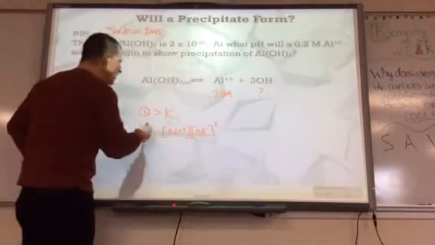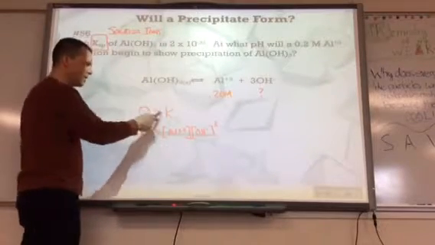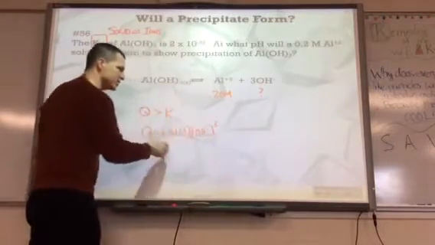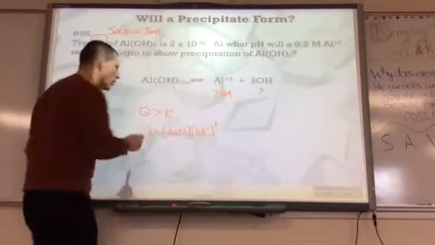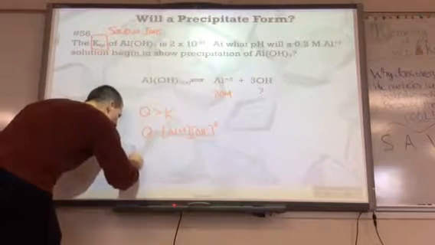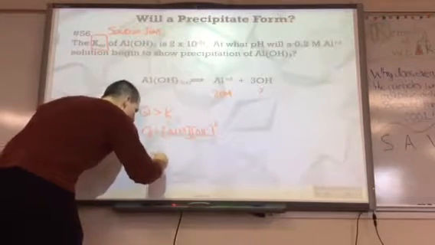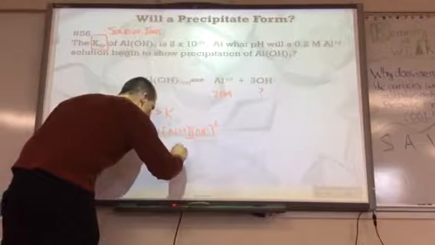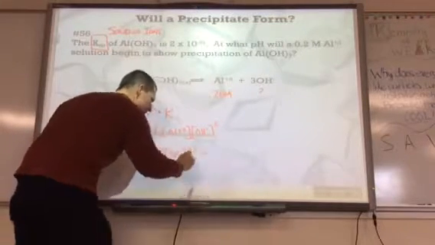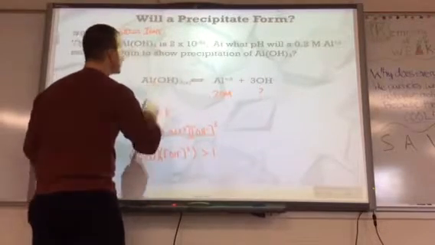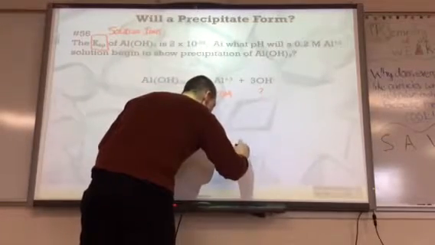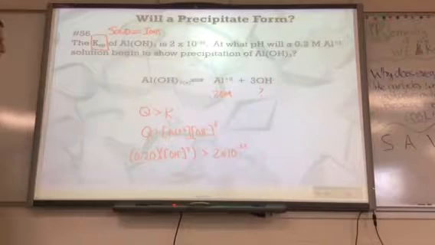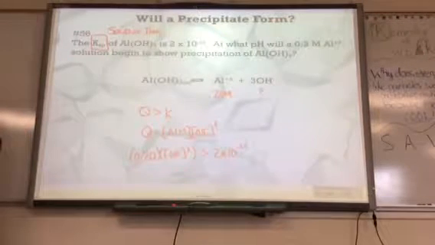So, if we know that in order to make a precipitate, the Q has to be greater than K, and we know what the expression for Q is, that means that this thing right here has to be greater than K. So it's going to look like this: Al is 0.2 times the hydroxide concentration cubed has got to be greater than 1.2 times 10 to the negative 32nd. Now can you solve for the hydroxide concentration and find the pH? That's what we have to do.